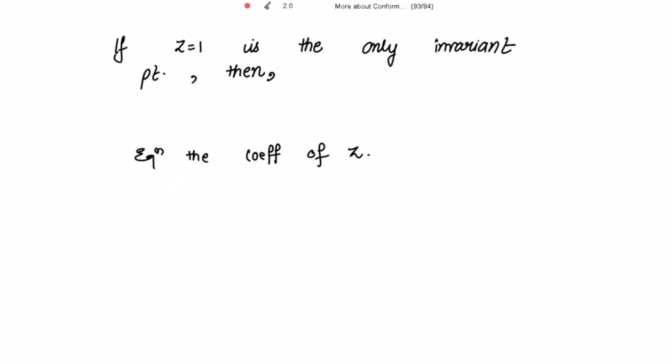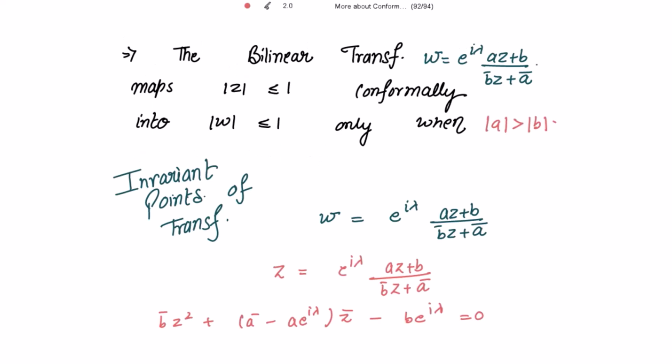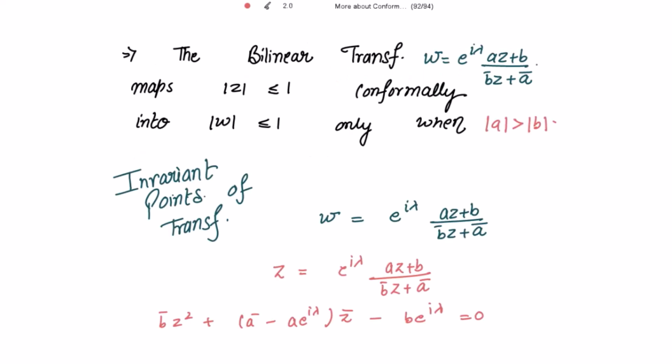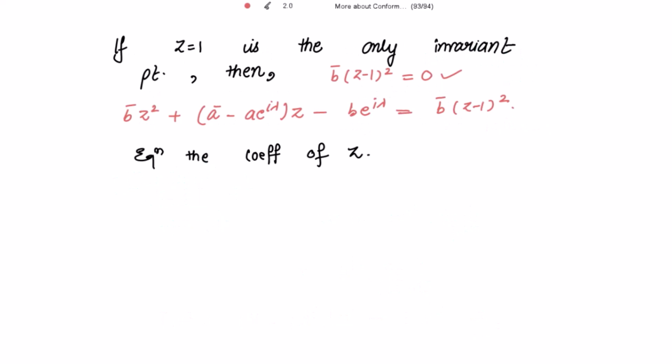Now it is given to us that z equal to 1 is the only invariant point. Because I have b bar as the coefficient of z square, for z equal to 1 as the only invariant point, I can write the quadratic equation of z as b bar into (z minus 1) whole square equal to 0, and I can equate this equation with the previous one. Equating the coefficient of z from both sides, we get a bar minus a e to the power iota lambda equal to minus 2b bar, and equating the constants, we get minus b e to the power iota lambda equal to b bar. Please mark this set of equations as 5.